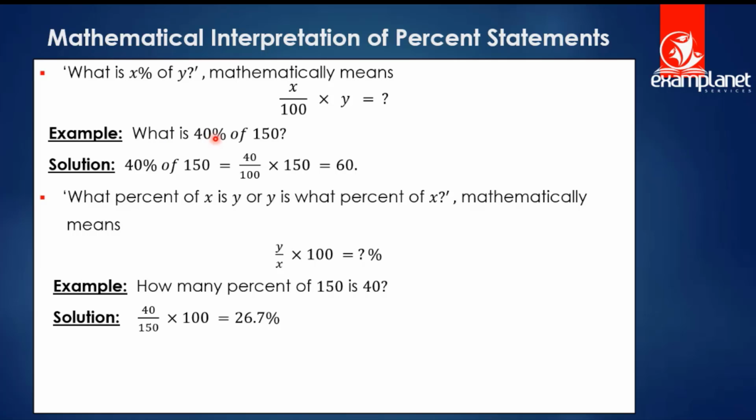For example, what is 40% of 150? That is 40 over 100 times 150. When you do that, the 0 here cancels the 0 here, and the 0 here cancels the 0 here. So you have 4 times 15, which gives you 60 as the 40% of 150.